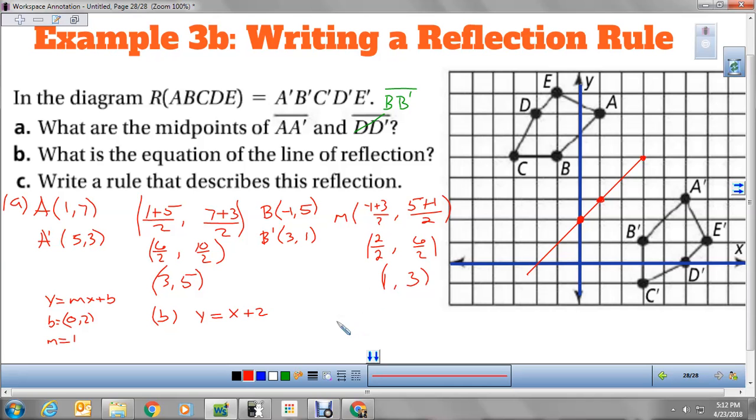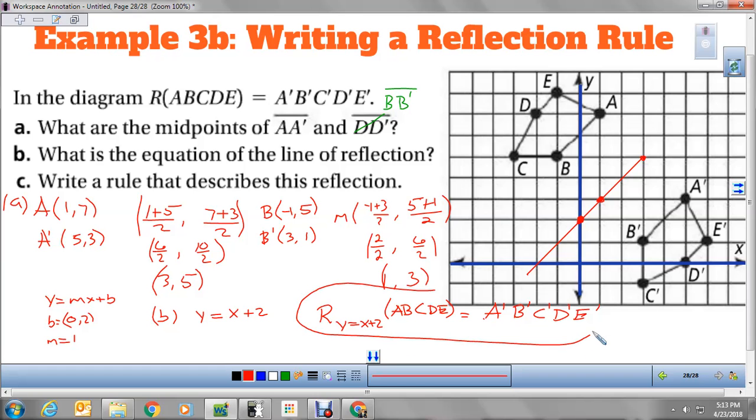Well, we're going to write the rule that says this is a reflection across the line y equals x plus 2 of A, B, C, D, and E, which results in the mapping onto A prime, B prime, C prime, D prime, and E prime. So that would be our function notation of this, across this line.